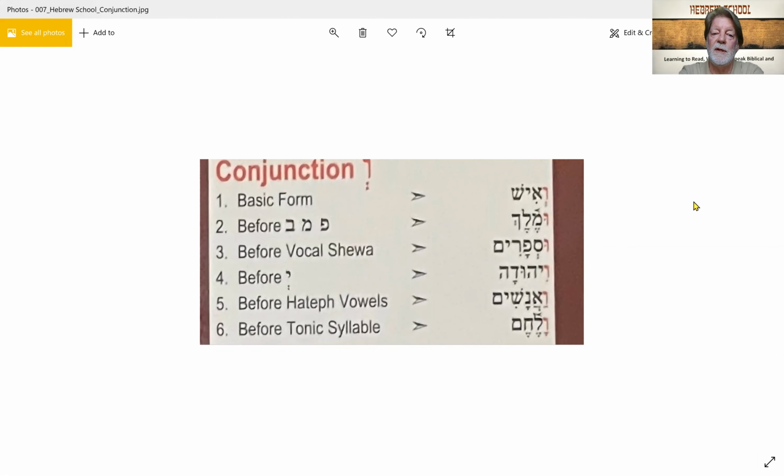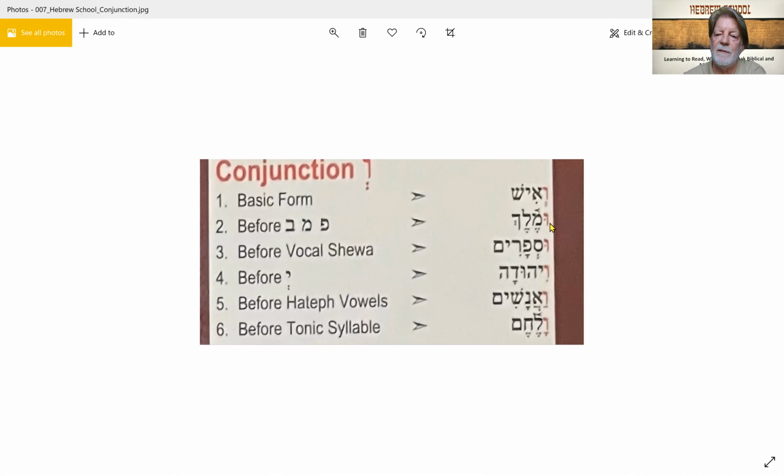So for the purposes of this lesson, we're going to assume that the vav most frequently means "and." And it is formed by putting a vav at the beginning of a word. The example that's given here is the Hebrew word ish, aleph, yod, and shin. That's the word for man. And if we put a vav in front of it with a shva underneath, then it means "and man."